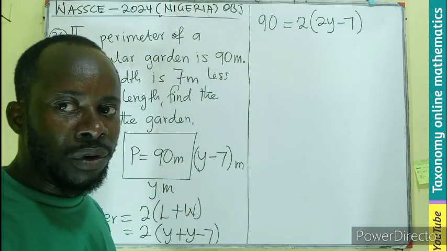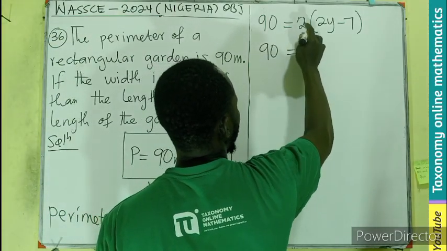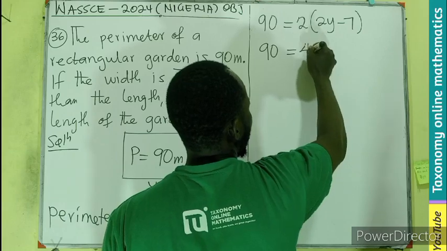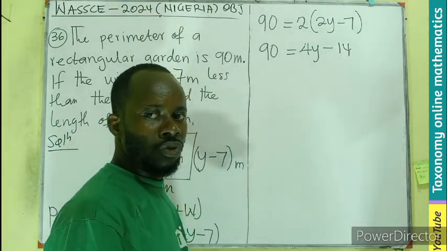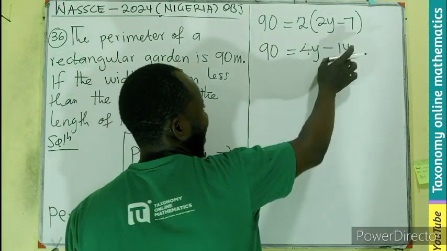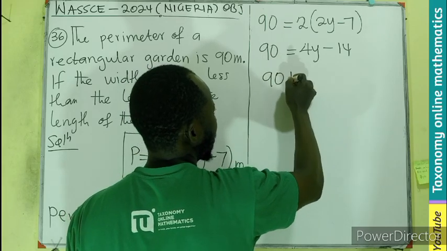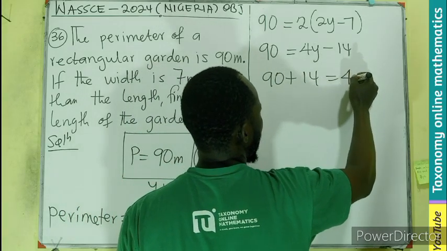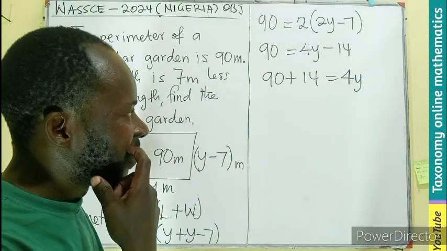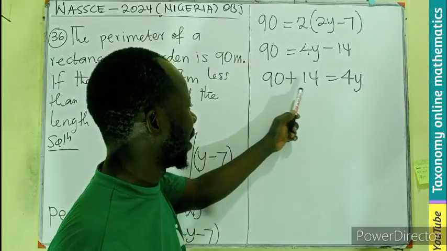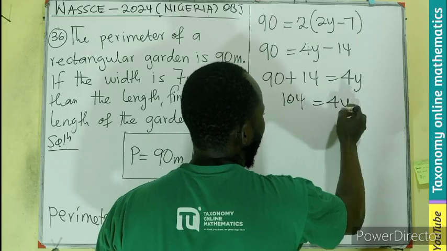The 2 is in front multiplying, so we have to expand. That means 90 equals 2 times 2y, 4y, 2 times negative 7, negative 14. So we perform the addition of 14 to both sides, meaning I'll have 90 plus 14 equals 4y minus 14 plus 14. That will give you 0. So this will be giving us 104, right? So I'll be having 104 equals 4y.